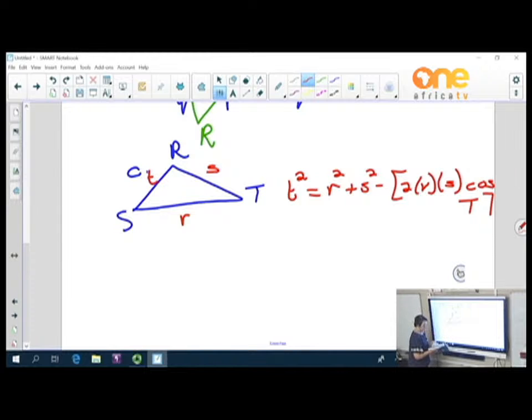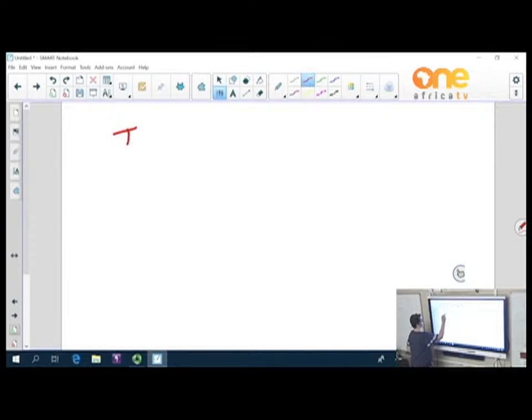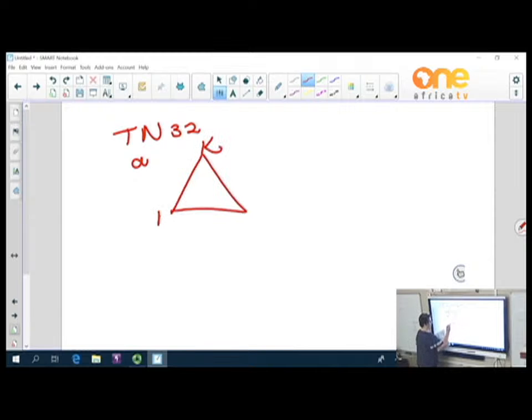Right, now we're looking at try now 32. We'll have to make the sketches. There are no sketches there, and you won't understand if you don't sketch it. So the first one then there, we've got that triangle KMR.